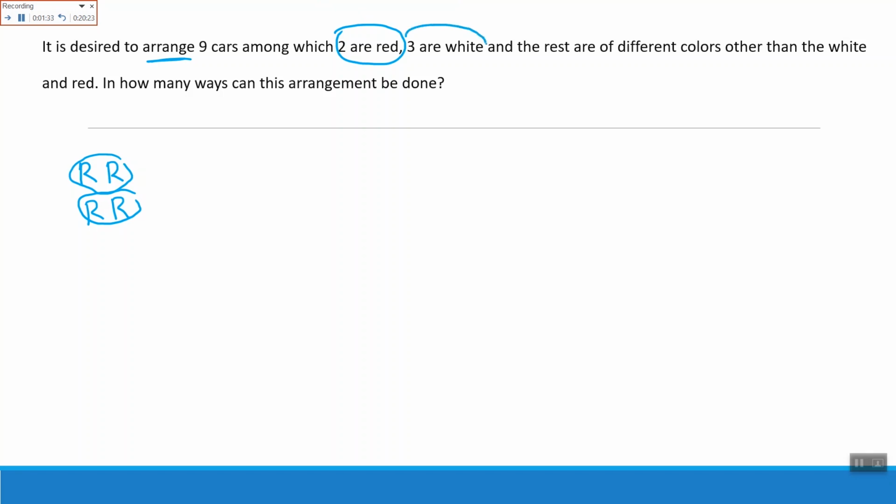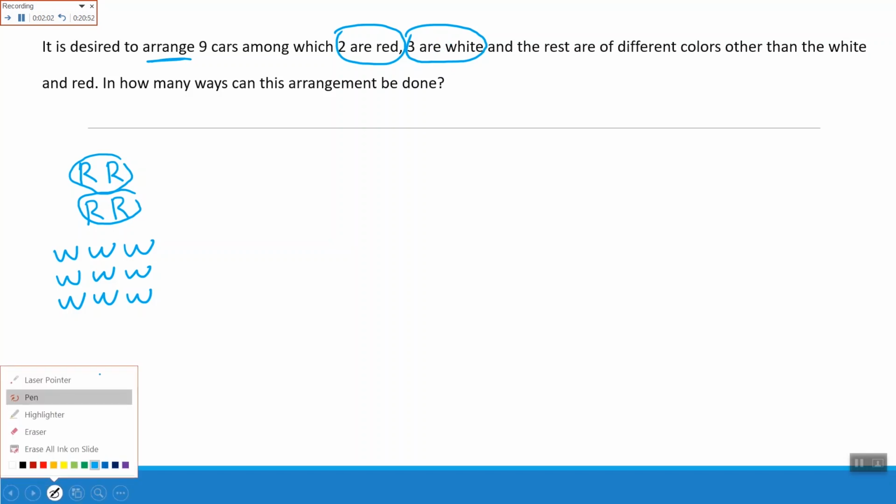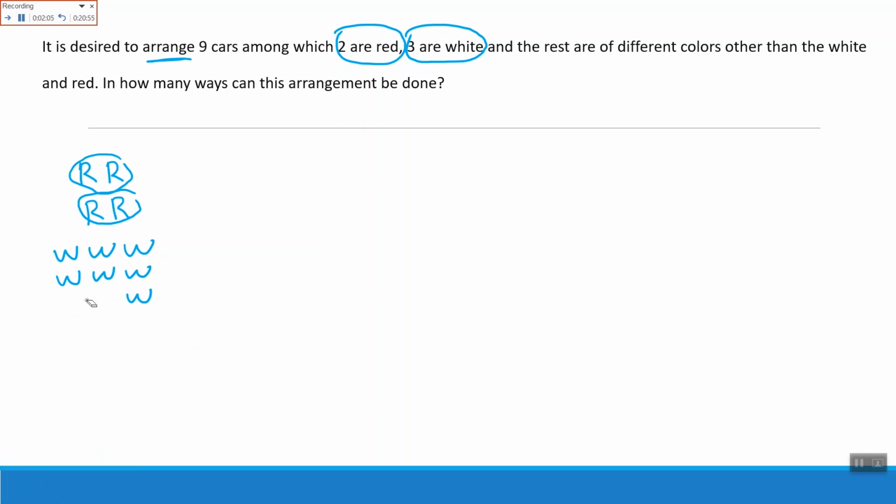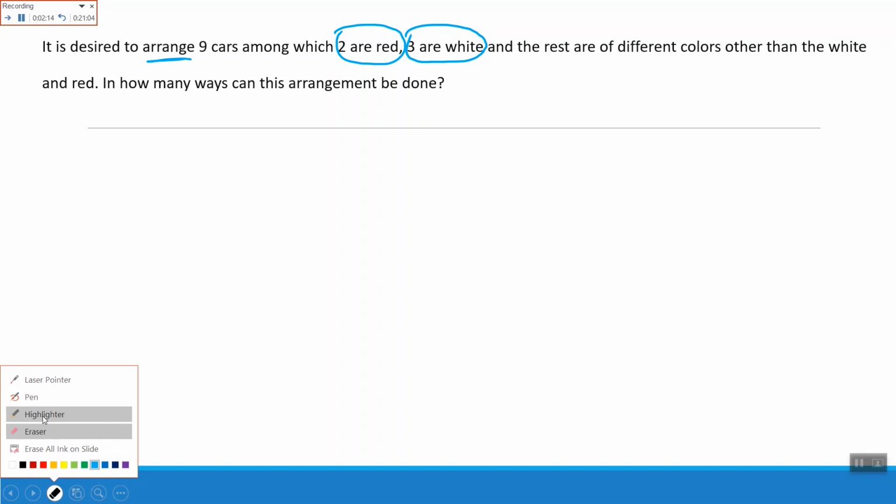3 white, the same thing here. We have 3 white cars, white, white, white. Do you know which one is the first or the second or the third? No, it doesn't matter. It's the same order. It doesn't matter how you put them in, because it's going to be the same thing. So this is a combination scenario. When arrangement is not important, it's a combination scenario.